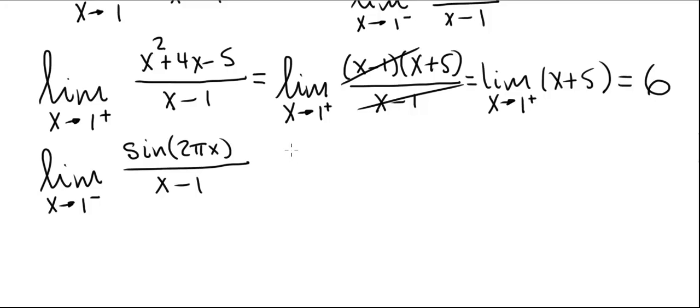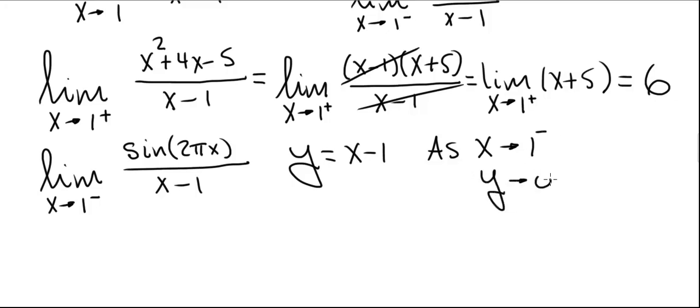We make the following substitution. Let y be x minus 1. Note that as x approaches 1 from the left, y is going to approach 0 from the left, because if we take values of x close to 1 but smaller than 1 and subtract 1 from those values, we're going to end up with tiny negative numbers close to 0. So y approaches 0 from the left.